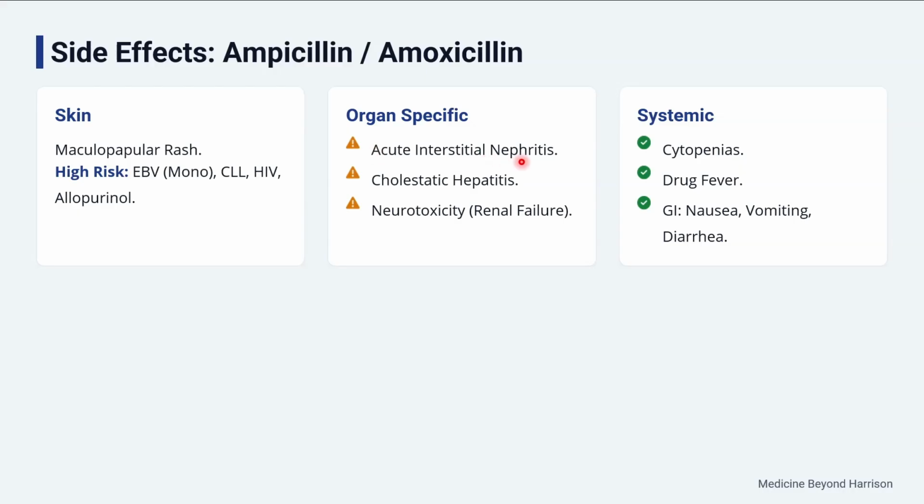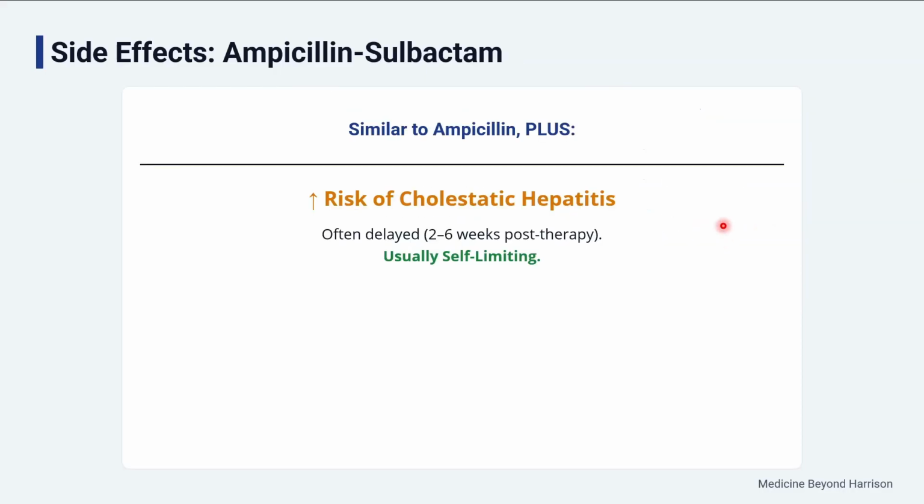And a few organ-specific side effects. In the kidney, it can cause acute interstitial nephritis. In the liver, it can cause cholestatic hepatitis. One of the most notorious drugs which can cause a cholestatic pattern of liver injury is amoxicillin. Again, it can cause neurotoxicity and also renal failure. Systemic side effects such as cytopenias are very common. Drug fever can happen, and nausea, vomiting, diarrhea can also happen.